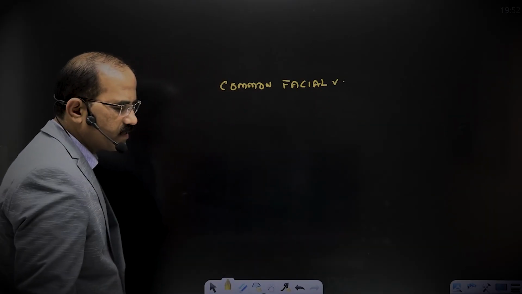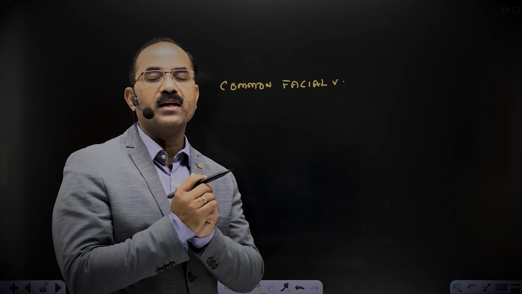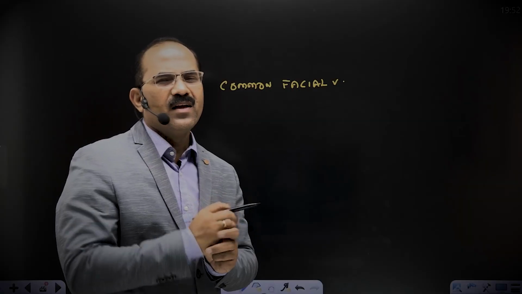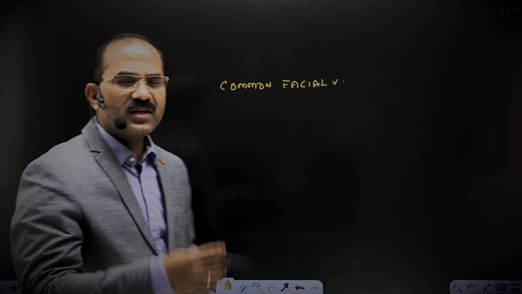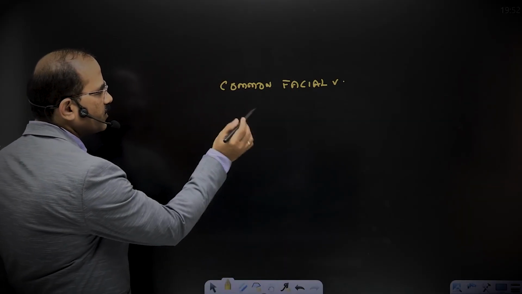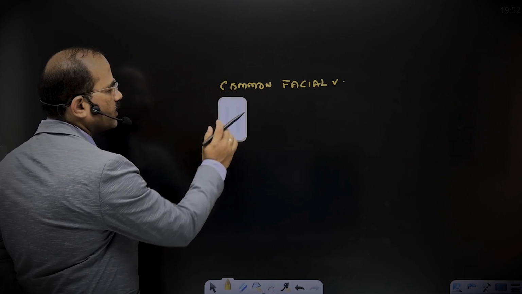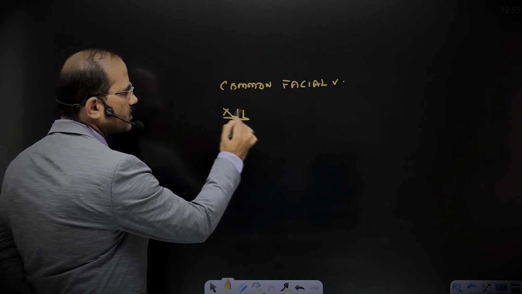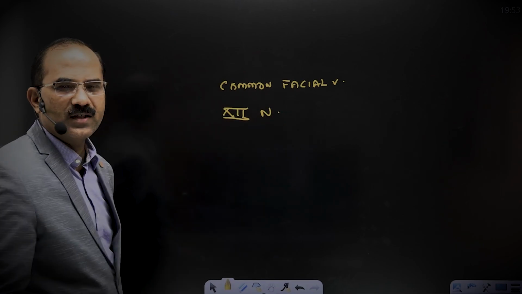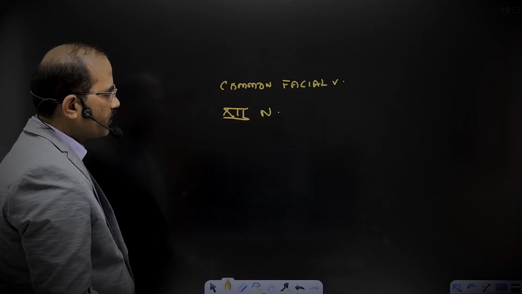Anything else that we see? Any other nerves that we see? Vagus is a content of carotid sheath. Any other nerves that we see? We see the hypoglossal nerve. I'll just make it like this. We see the hypoglossal nerve in the carotid sheath. Okay.